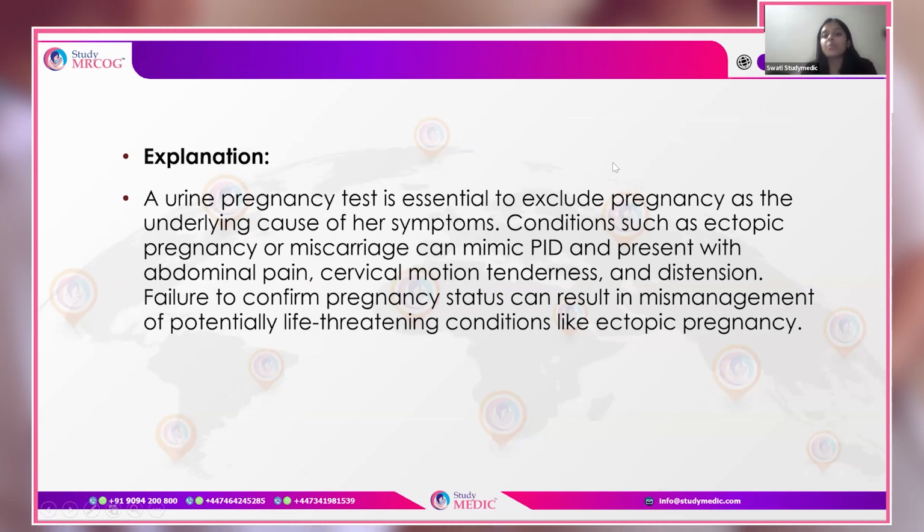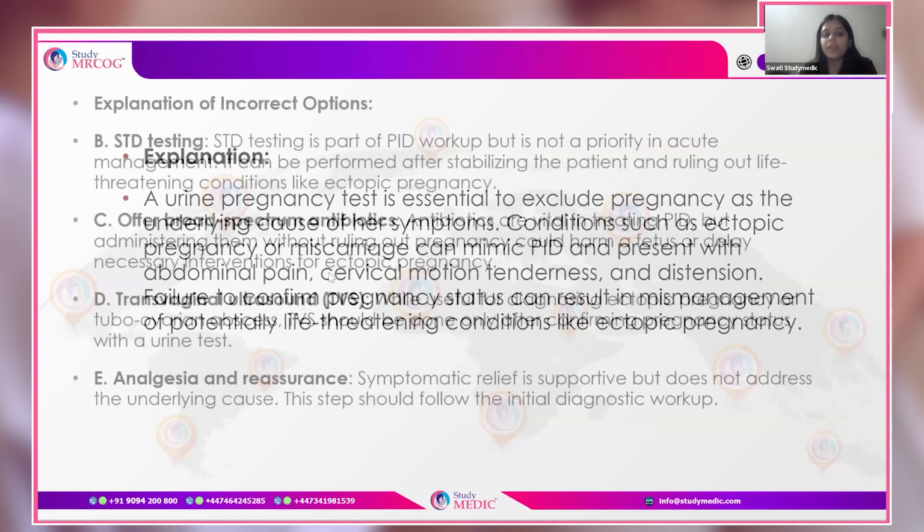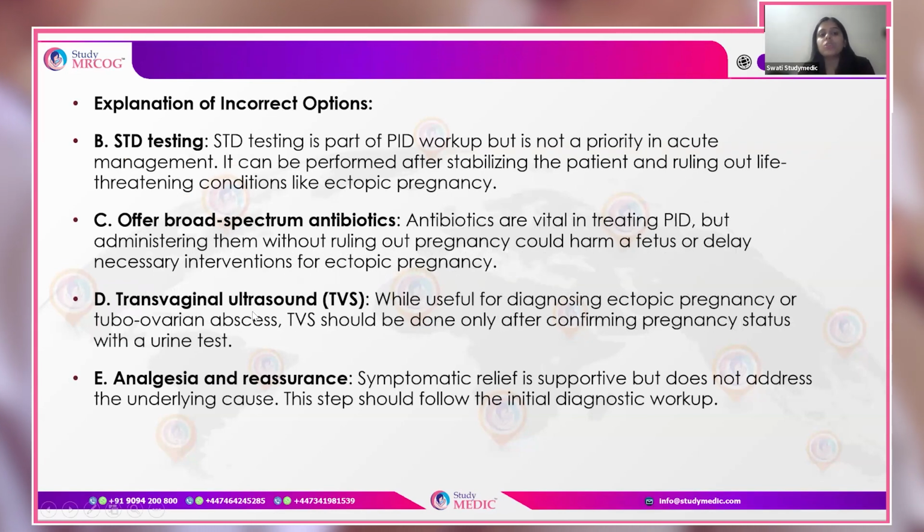Conditions like ectopic or miscarriage can mimic PID and can present with abdominal pain, cervical motion tenderness, and distension. Failure to confirm the pregnancy status can result in mismanagement of potentially life-threatening conditions like ectopic. So always do a UPT first to exclude ectopic in such cases and then go on to have TVS. STD testing will be a part of PID workup, but is right now not a priority in acute presentation like these. It can be performed after stabilizing the patient and ruling out life-threatening conditions like ectopic.